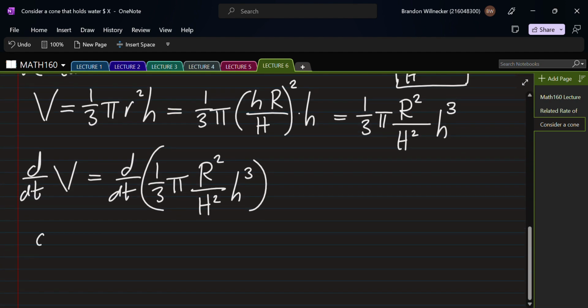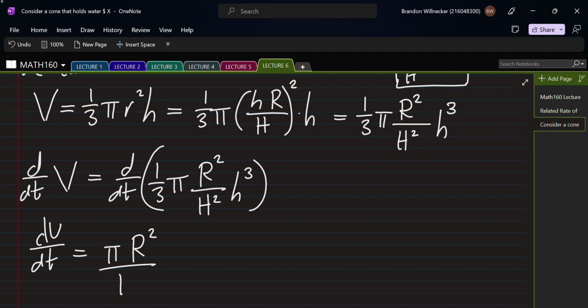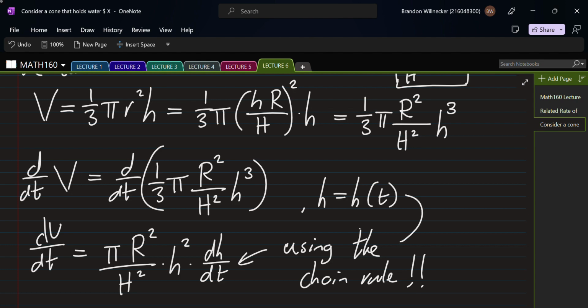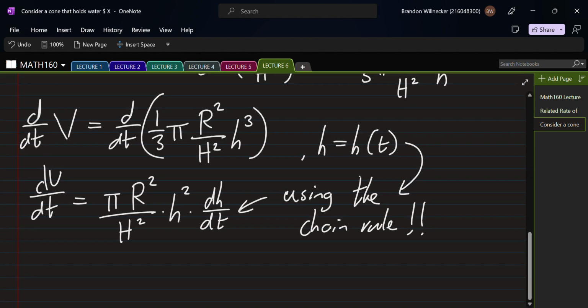Okay, the left-hand side's easy. That's just dV by dt. And the right-hand side, that's going to be pi R squared over H squared times little h squared. But again, the chain rule, because this h isn't a constant, it's actually h of t. So this is times dh by dt. And that is using the chain rule. Since it's h of t, we need to use the chain rule for that.